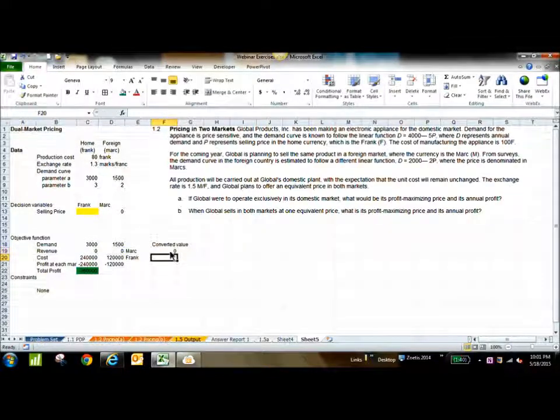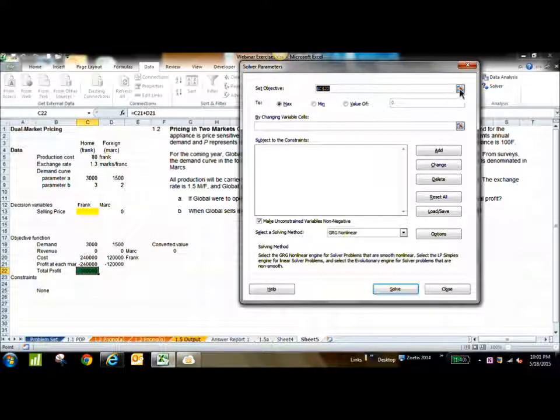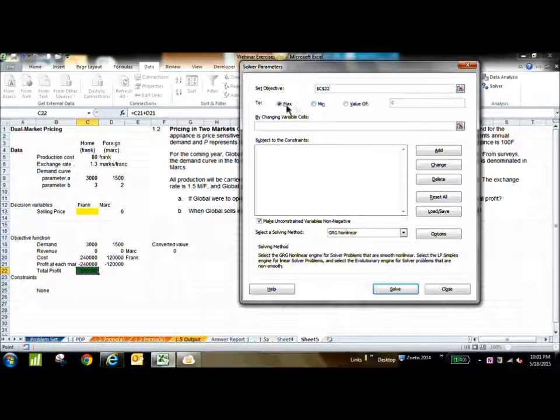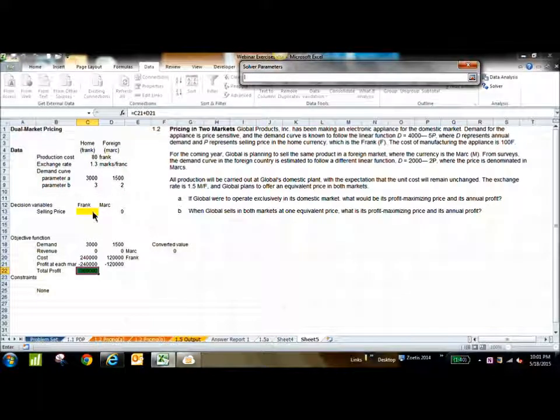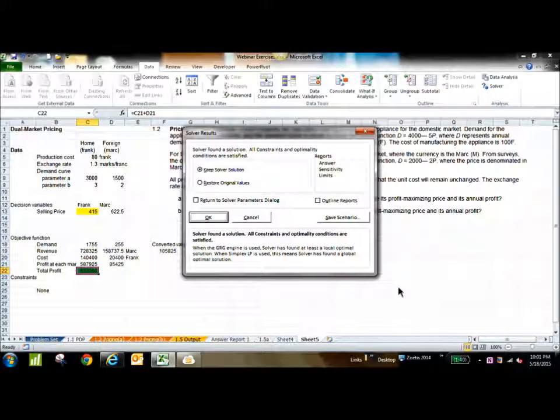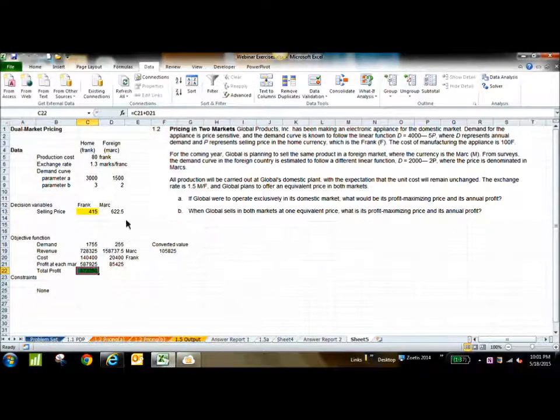So Data, Solver, what is my objective function? It's right here in green. What we're trying to do is maximize by changing the selling price, no constraints, solve. Solver found a solution. All constraints and optimality conditions are satisfied. Select answer, keep solver solution, hit OK. I need to sell at 415 franc, which means it's equivalent to 622 mark in the foreign market, for a total profit of this.